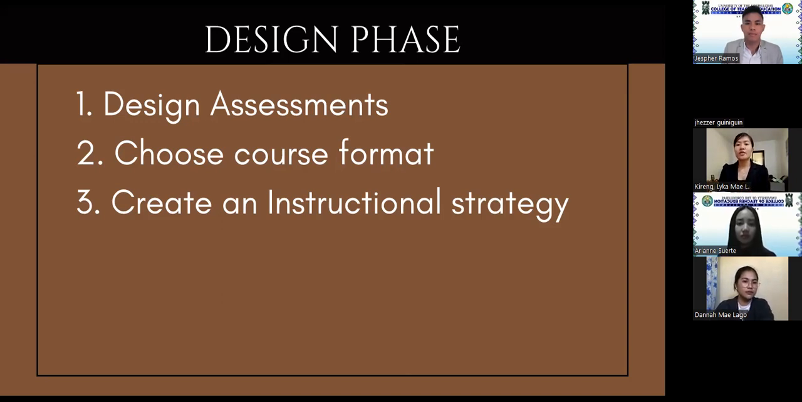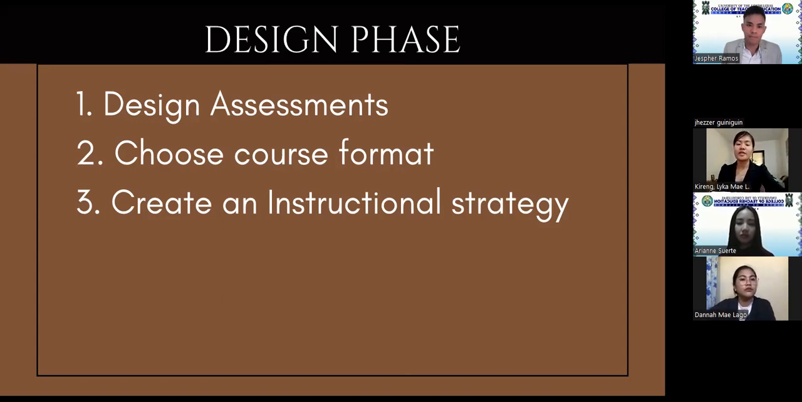And in doing their assessments, for example, their quizzes, their tests, you should always remember that you will create a question, a direct question. Do not use trick questions that will trick them. You should create a clear question for them.